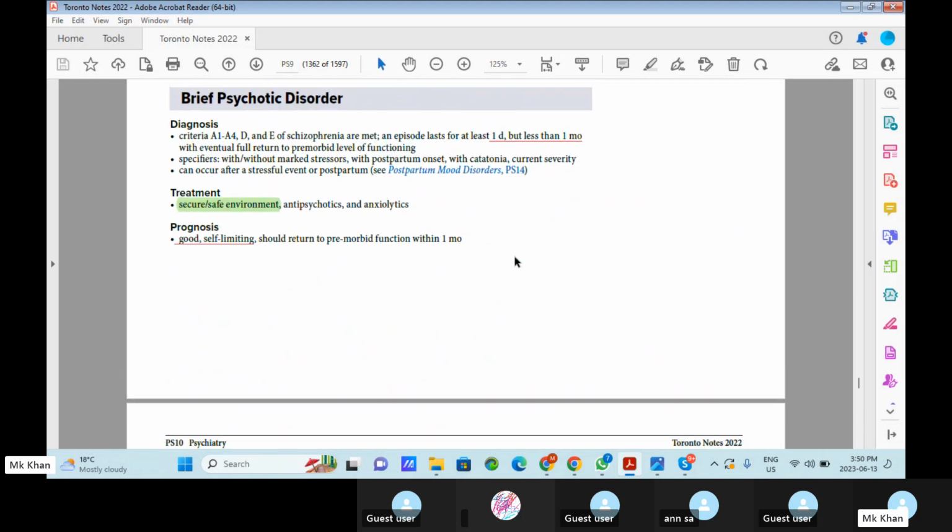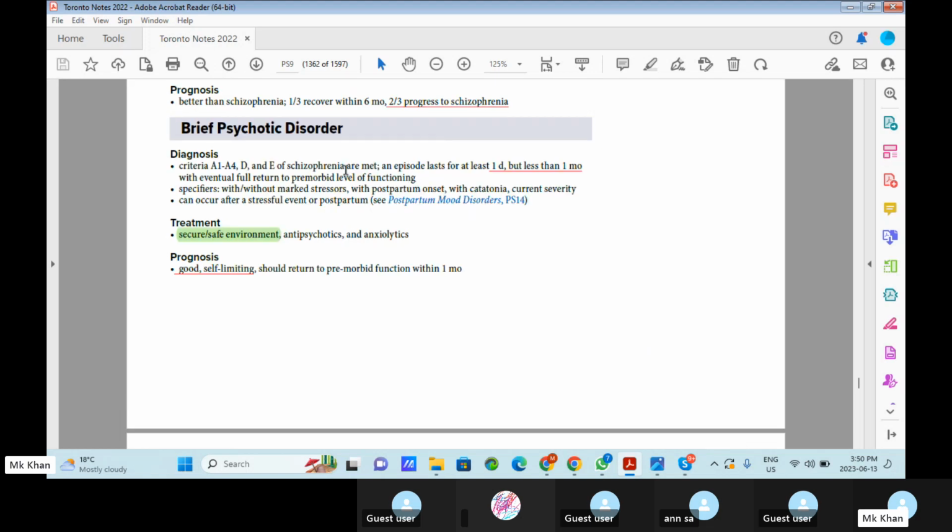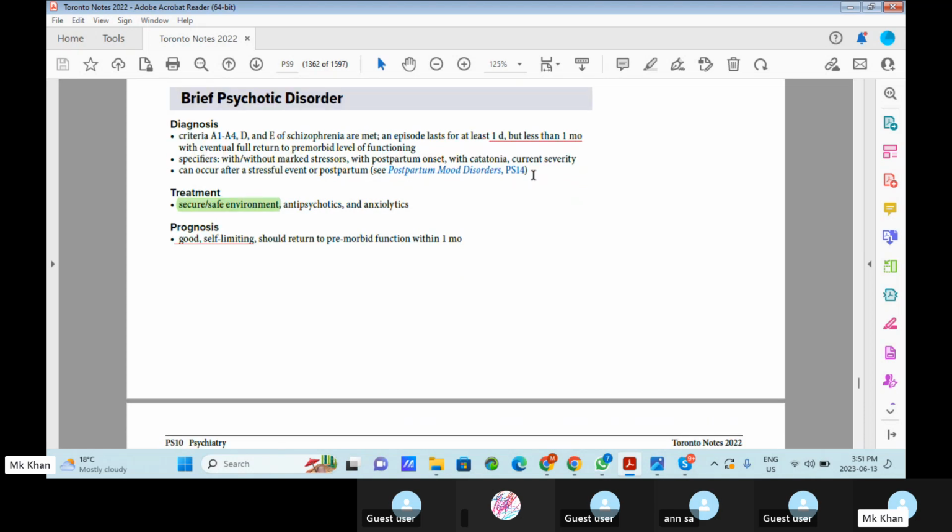And then this one, brief psychotic disorder: criteria A1 to A4, D, and E of schizophrenia are met. So the same A, D, and E are met. No substance, no other disorder, and psychotic features like hallucinations and delusions are present, but the timing is different. At least 1 day and less than 1 month. So then we call it brief psychotic disorder.